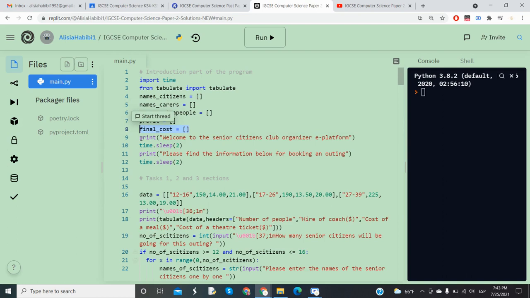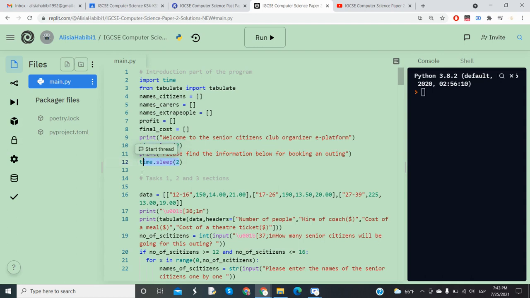And then I have a welcome message here welcoming the user to the Senior Citizens Club Organizer e-platform, which I just included. It's just nice to always make it user-friendly. There's a 2-second gap after this message is displayed, and then the next message is displayed, which says, please find the information below for booking an outing.